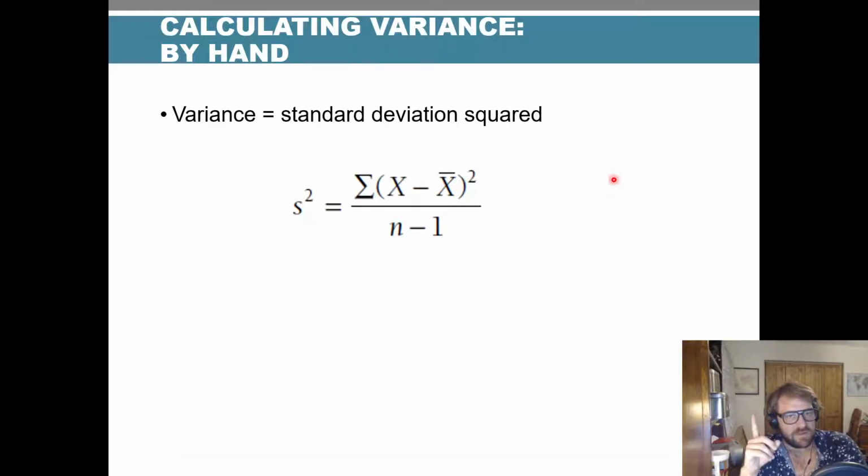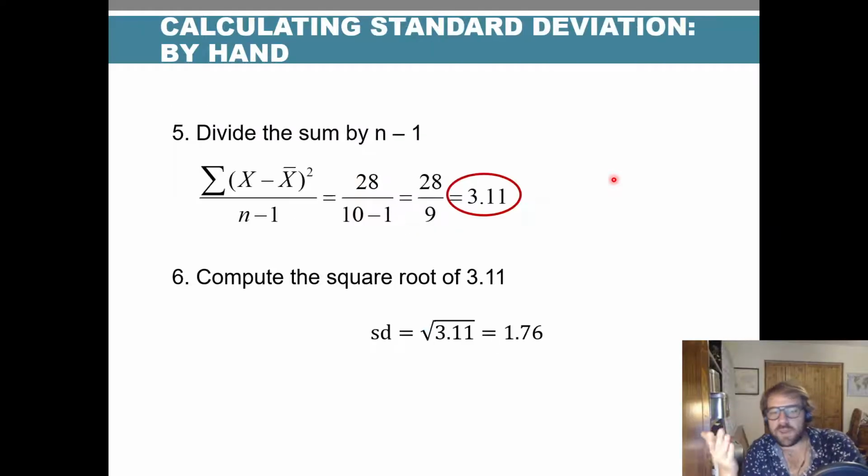Okay, now variance. Let's talk about variance. It's basically the standard deviation squared. So let's jump back to where we were just a second ago. We did all that work. We took the sum of the squares. We divided by n minus 1. We got 3.11. And then I said there's one thing left to do. We have to take the square root of it.